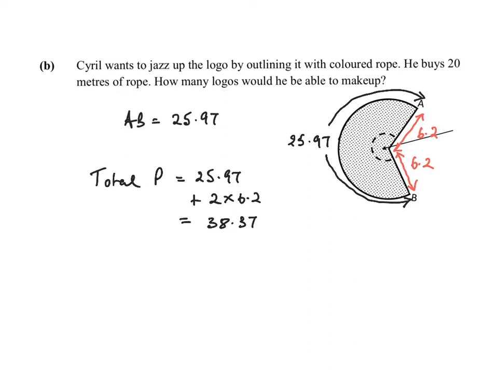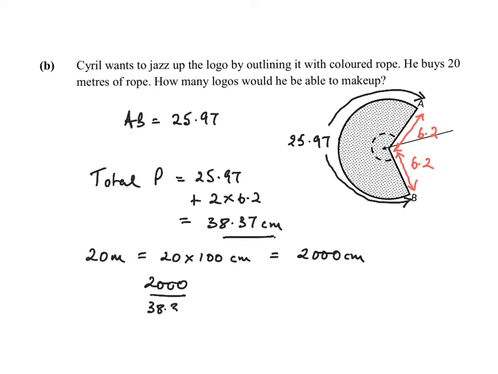Now that's in centimetres. We have 20 metres, which is 20 times 100 centimetres. That's 2000 centimetres. So what we're going to do then is to divide the 2000 by 38.37 and see what that gives us. The answer is 52.12 logos, but of course we can't have a 0.12 of a logo, so the final answer is 52 logos.